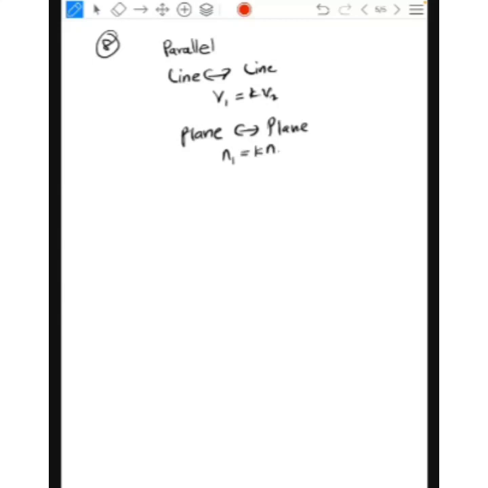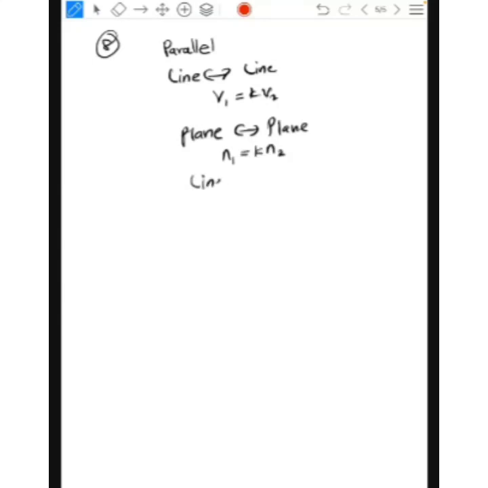Number 8, parallelism. How to determine whether planes are parallel or not? To determine whether a line or plane, and plane on plane, are parallel or not, you just have to use the vector. For example, line with line, you use v1 equals k v2, as just now. Then for plane, or plane with plane, the vector is not v, the vector is n, so you use n1 equals k n2.